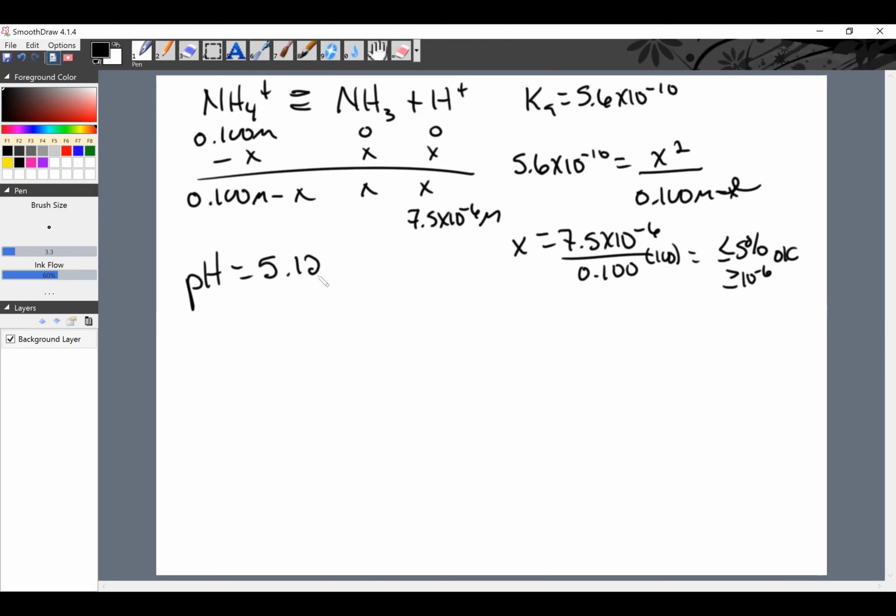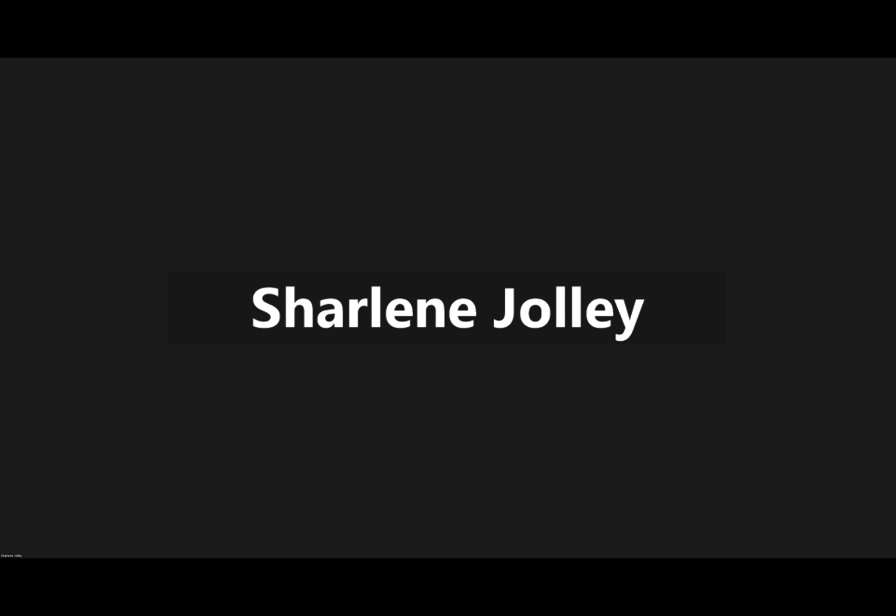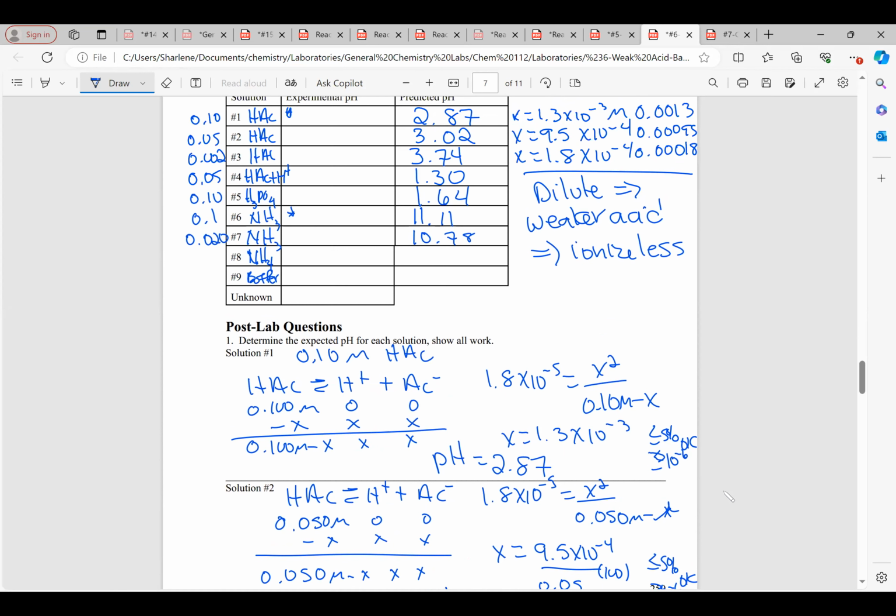Okay, did we expect an acidic pH? Well, yes, it's a weak acid. Okay, I'm gonna go plug this one in. So 5.12. Oh, I'm already there. 5.12. And then last but not least, we have this nice little buffered system.